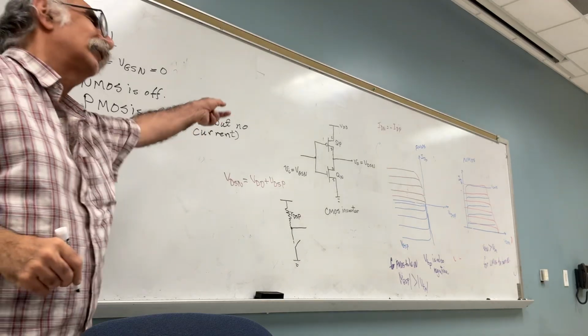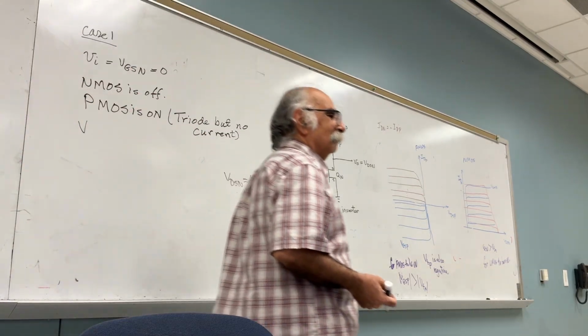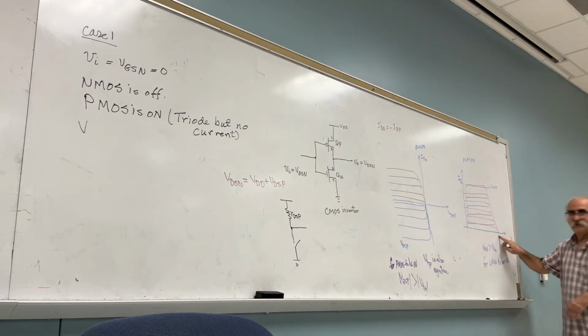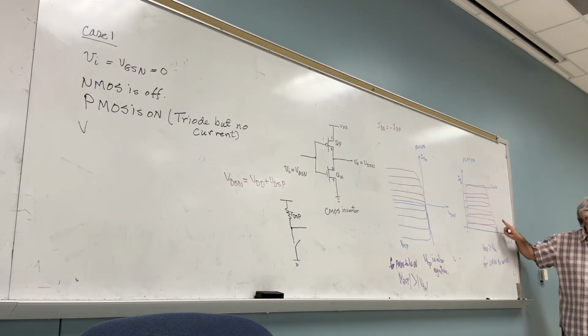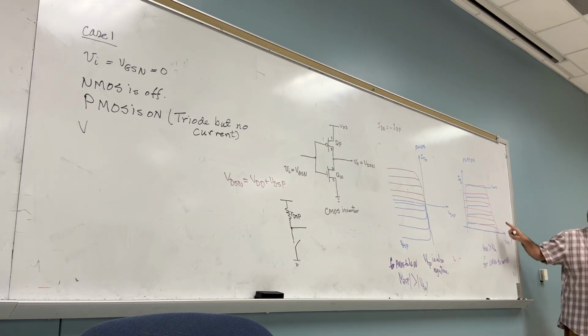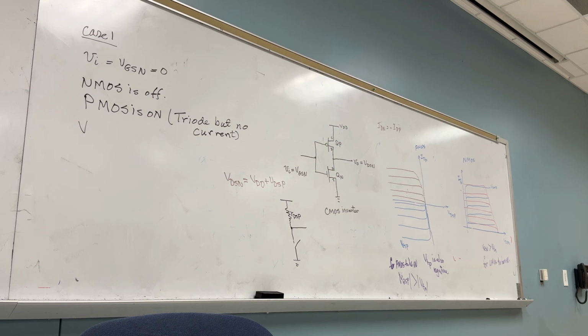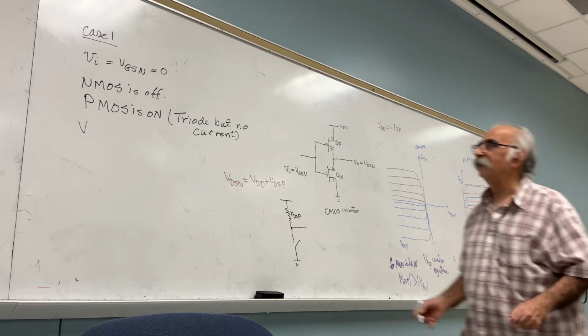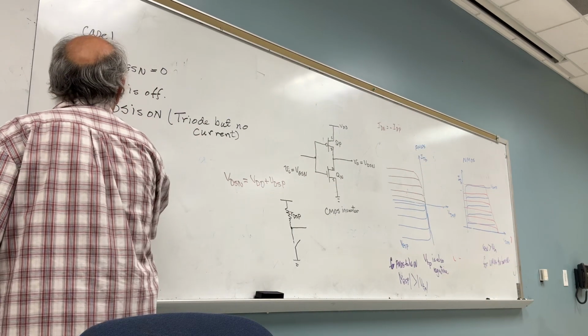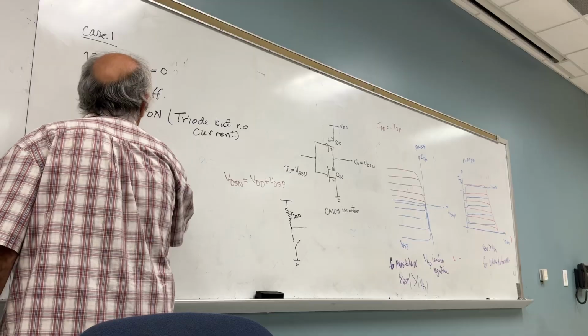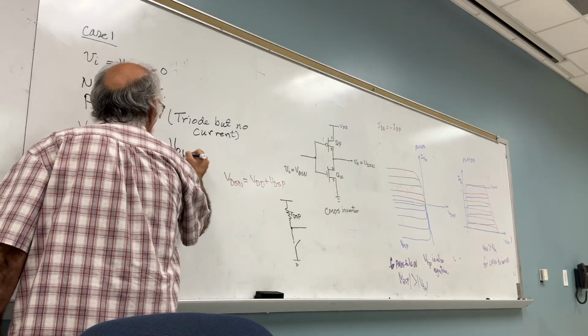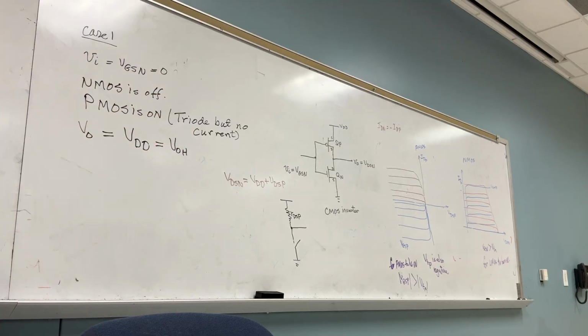One more time. Can you show it to me in the graph? Look at the red. Are we in the triode region? Which is the beginning of the triode region. You agree? But there is no current. Why? Because the switch is open. Clear? What do I get? I get V output is equal to VDD, which is VOH. Agree? Good.